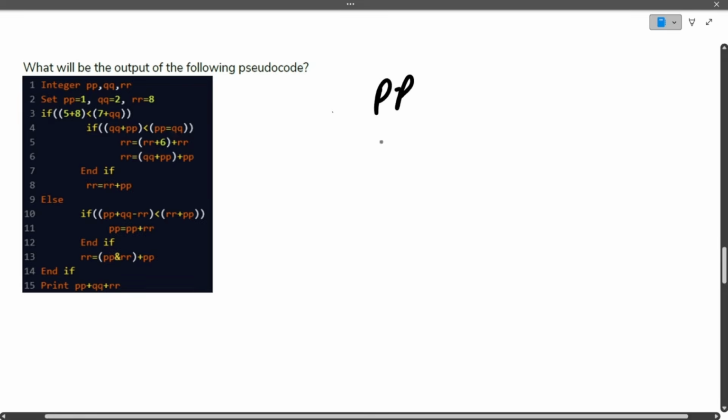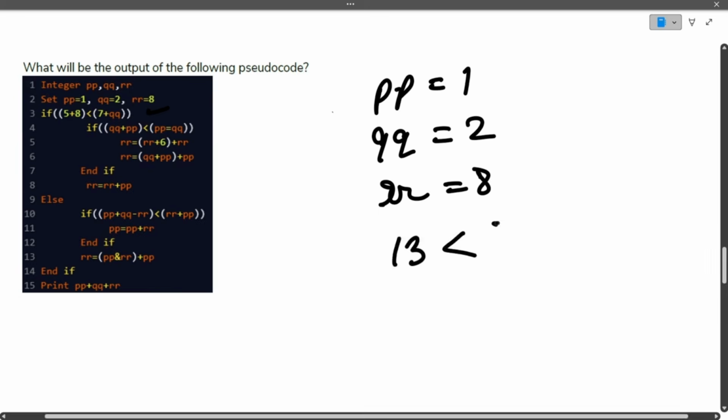Again we are given the format pp, qq and rr. Okay, so pp is 1, rr is 8, qq is 2. Okay, yeah. So first you have to check is this if condition. So if 5 plus 8 is less than 7 plus qq, so 5 plus 8 is 13, so 13 is less than 7 plus qq, that is 9. Oh sorry, 7 plus 2, that is 9. So 13 is less than 9, it is no. So this if condition will not run.